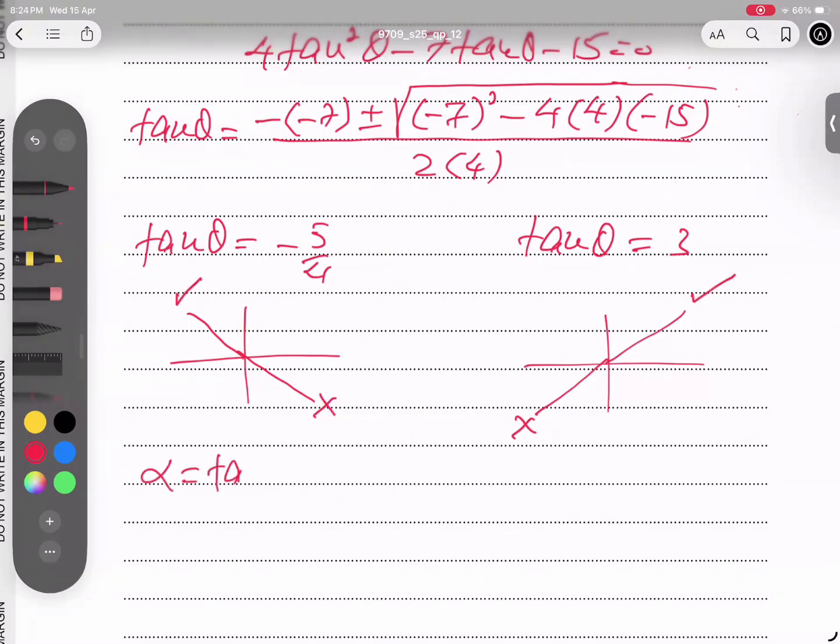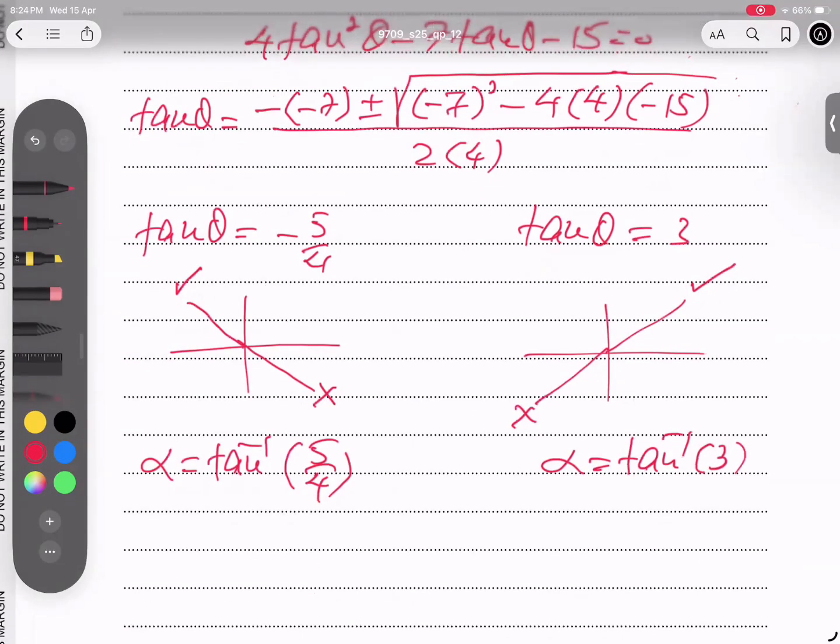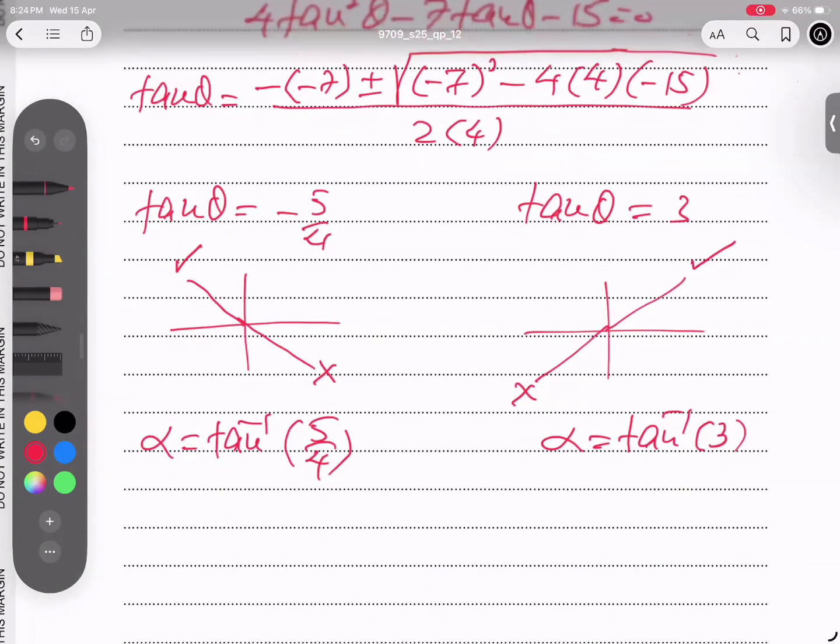Alpha is equal to tan inverse. Don't take the negative sign. This alpha is equal to tan inverse 3. Okay, if I take tan inverse, and make sure it is in degree mode, okay? Make sure degree mode. So tan inverse 5 upon 4 is giving me alpha 51.34. To 1 dp, 51.3. And what about the other one? Tan inverse of 3 directly. And I'm getting 71.6 after rounding to 1 dp. So this is the same answer, no change further.